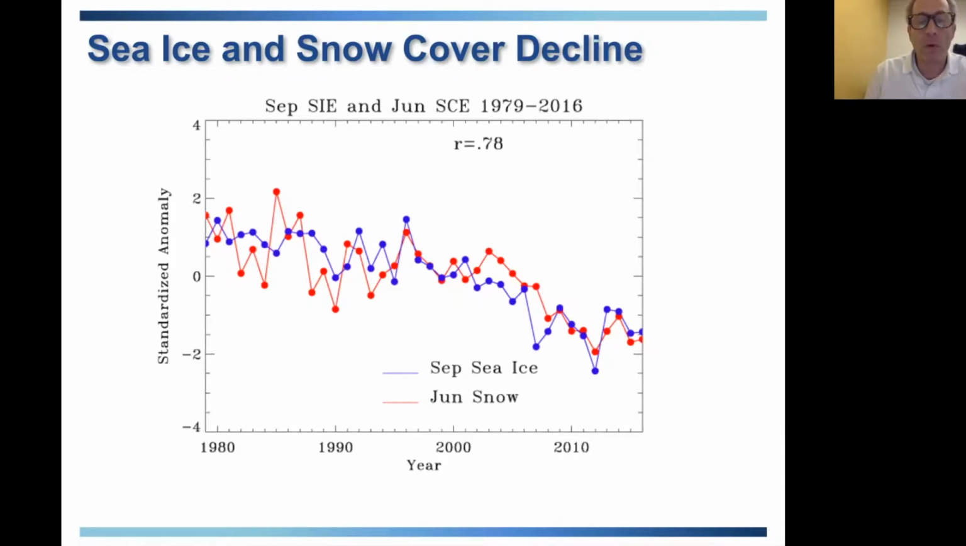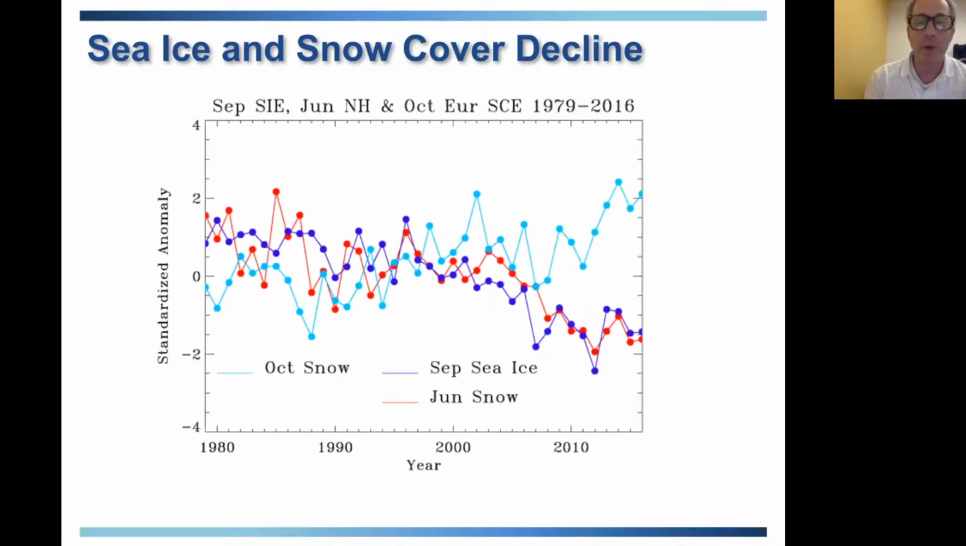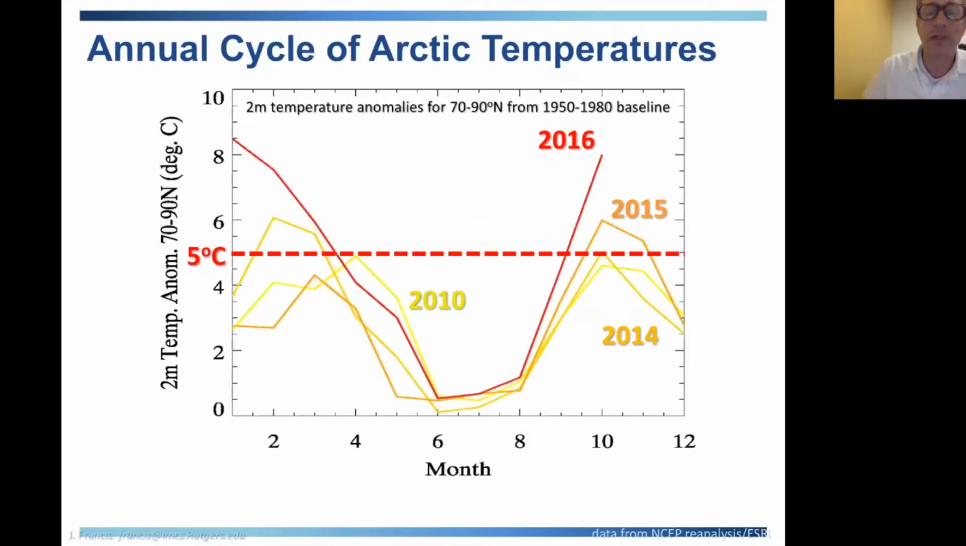Equally as dramatic, spring Northern Hemisphere snow cover has been decreasing, shown in red. It's been decreasing at least as fast as the Arctic sea ice. I just want to point out there is one component of the cryosphere that's bucking this downward trend, and that's fall and winter Northern Hemisphere snow cover, especially the month of October. There's been a robust trend over the satellite era in snow cover across the Northern Hemisphere, in particular in Siberia. That was talked about during the workshop, and we'll talk about it here.